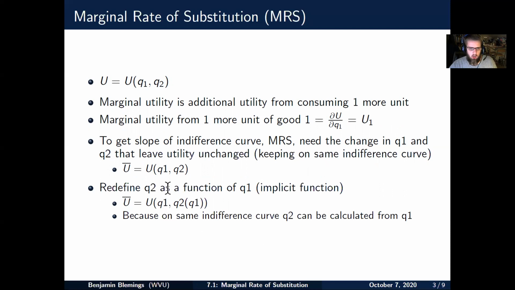And that's because you can define how much Q2 you have as a function of how much Q1 you have for this given indifference curve, where your utility is constant at all bundles on it. And so basically on the same indifference curve, Q2 can be calculated from Q1, which lets us do this.